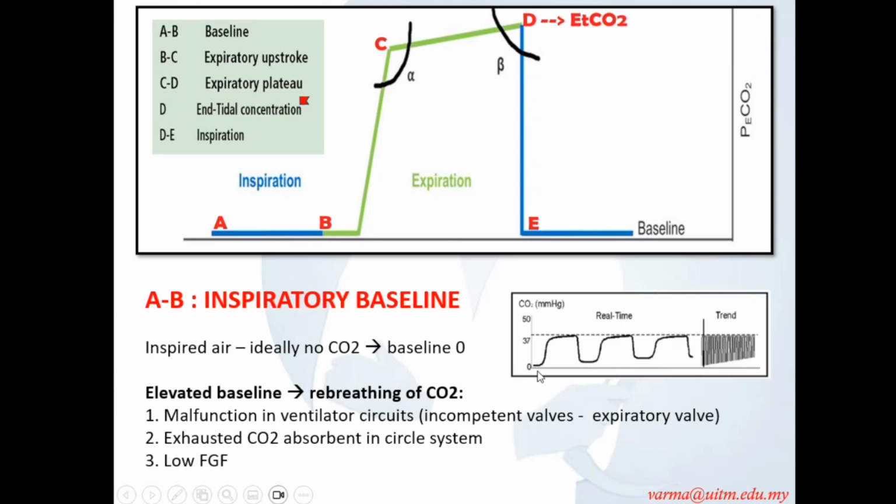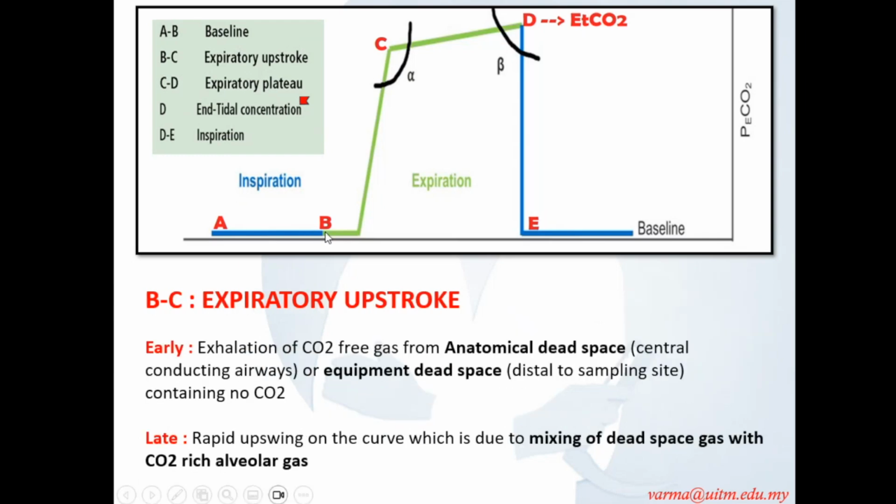You can see this is your baseline getting elevated. Sometimes you can see your EtCO2 is 44, and the inspired CO2 is also 4 or 5. That shows the patient is rebreathing CO2. You must ask your GNS to change the soda lime immediately. Okay, so next, we talk about B and C.